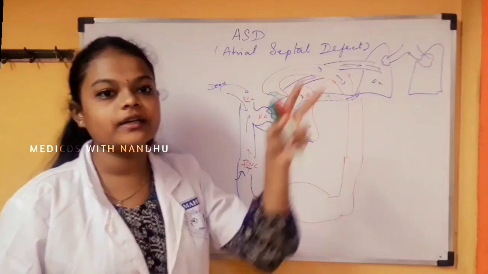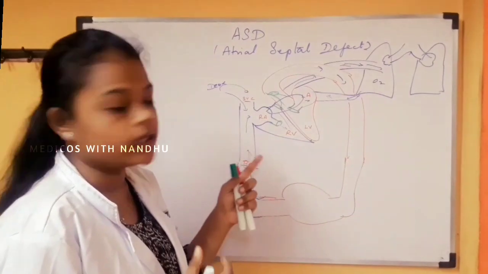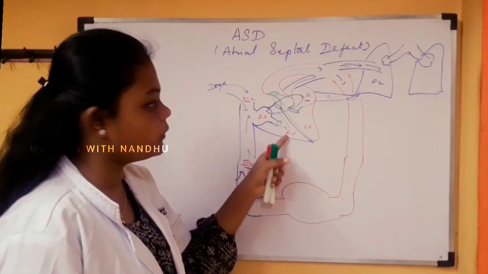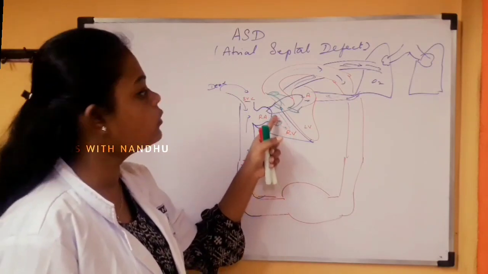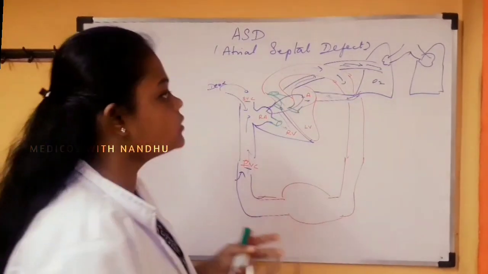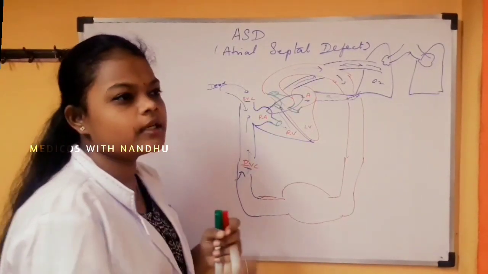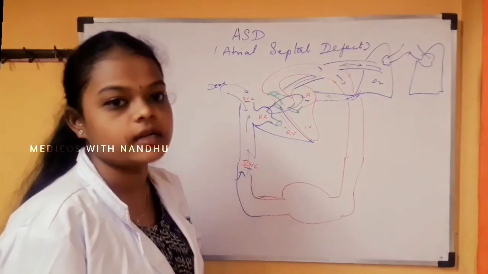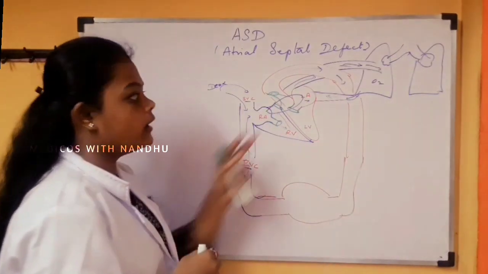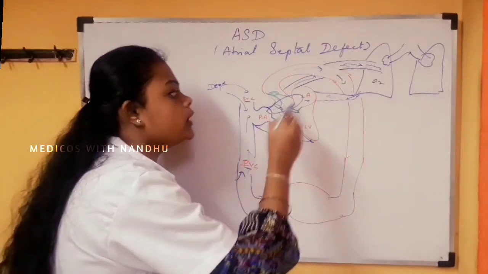Atrial septal defect is a common congenital heart defect in which shunting takes place from the left atrium to the right atrium, and the blood flows to the right ventricle, and more blood goes to the pulmonary arteries, so more blood will be in the lungs. So there is little work in the left ventricle. A small amount of blood reaches the left ventricle, but a large amount of blood moves from the left atrium to the right atrium.